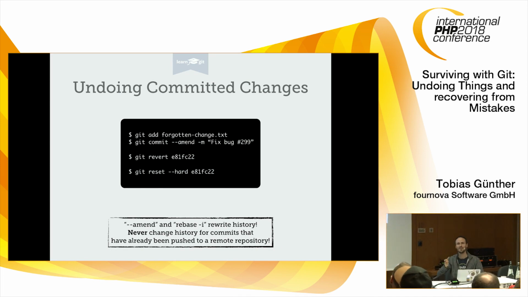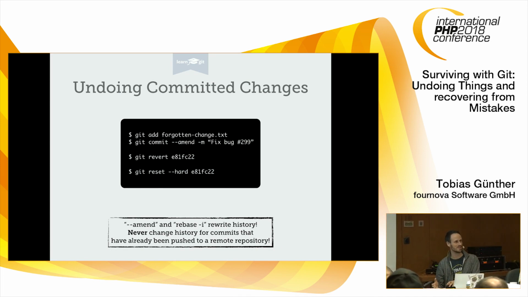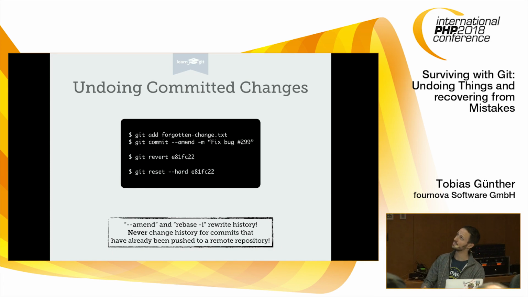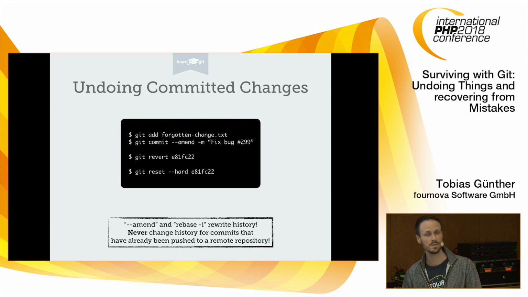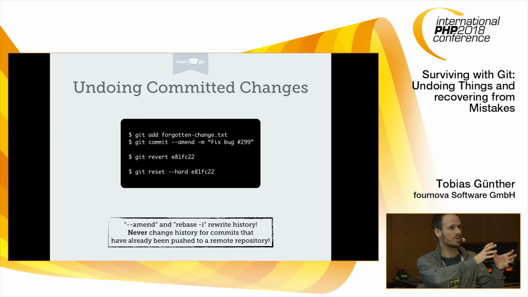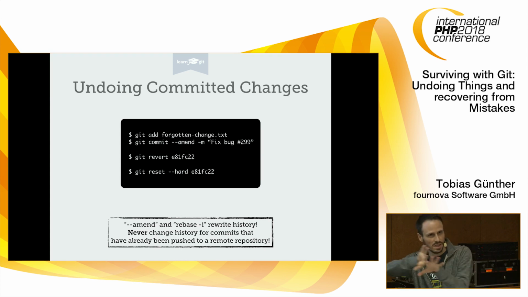As a little summary for the second type of mistakes, for committed things, you have three big tools, I would say. The commit amend command, which is only useful for the very last commit and only if it's not pushed yet. That's the thing in parentheses. Git revert if you have one or two commits in the middle that you want to undo, but leave the rest that came afterwards untouched. And git reset hard to really go back in time and to roll back the complete project.